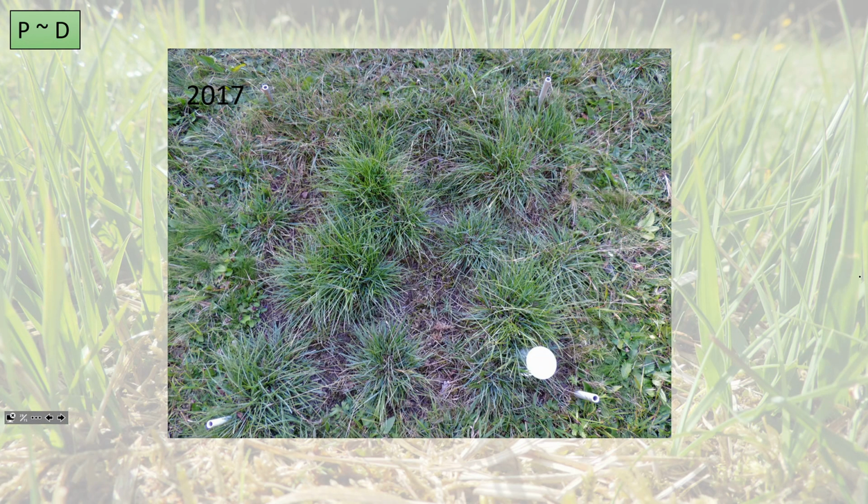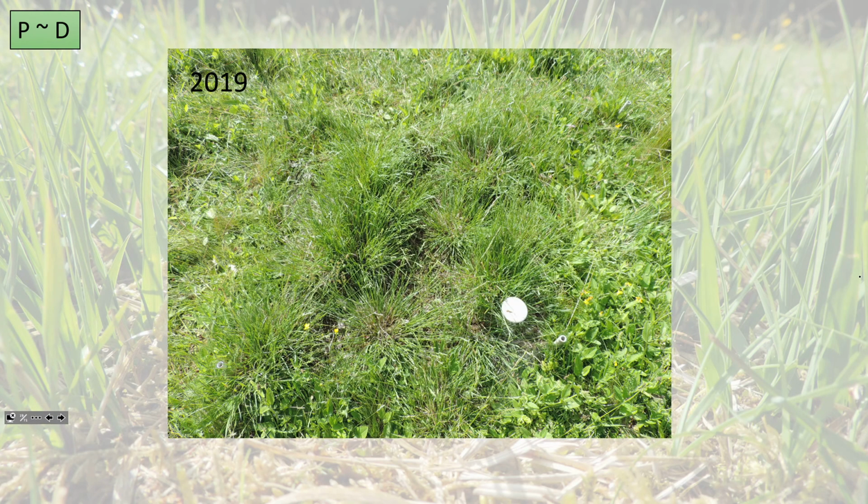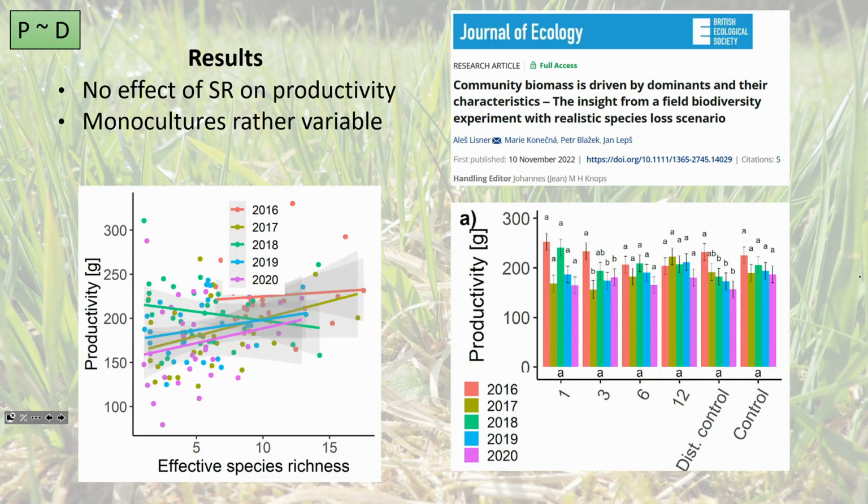So this is how a monoculture can look at the beginning of the experiment. This is how it looks a year after the start of the experiment. This is how it looks 4 years after the start, and I didn't find recent photos. And this is basically the simple result.